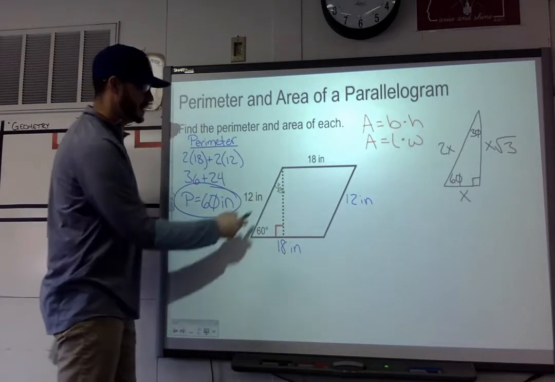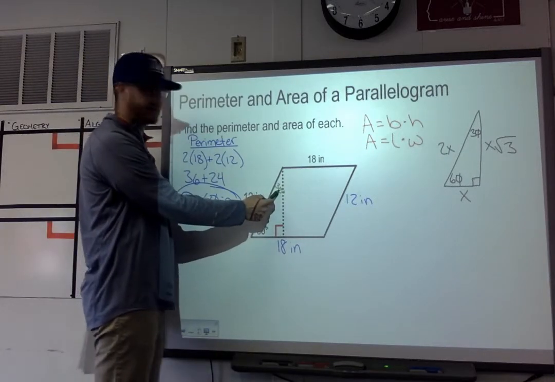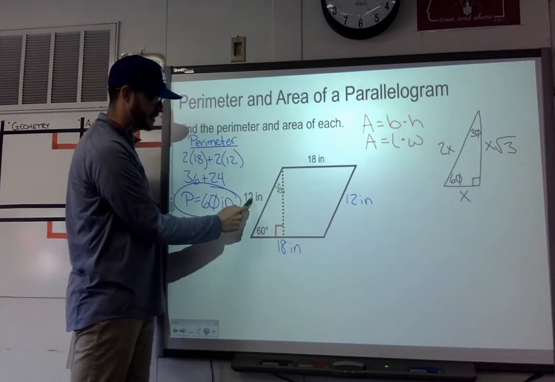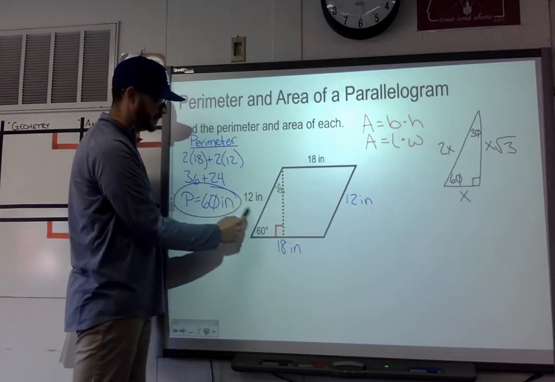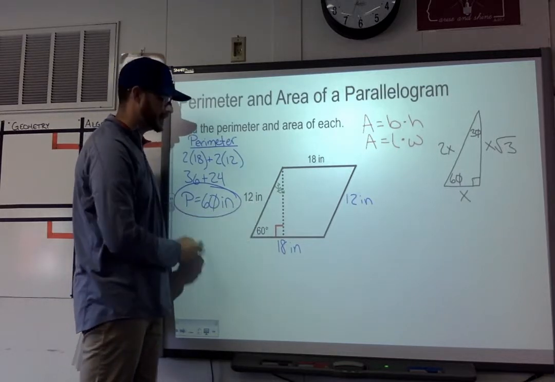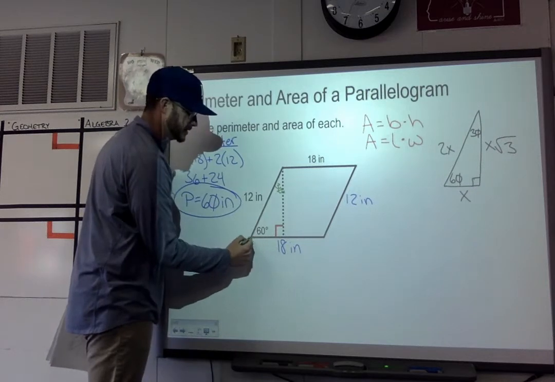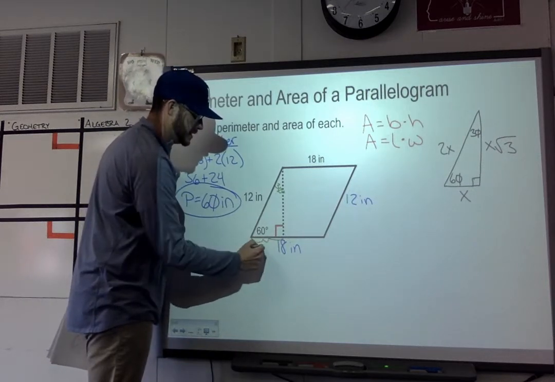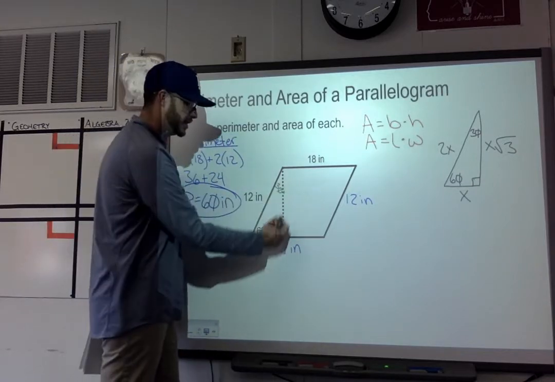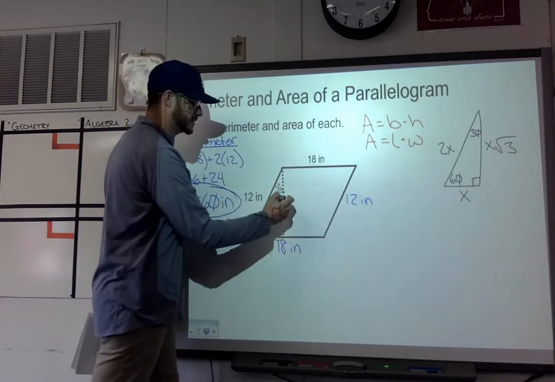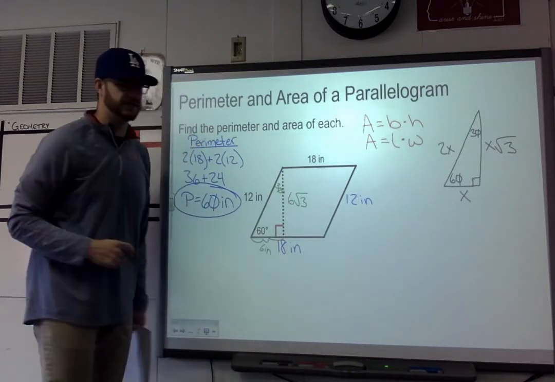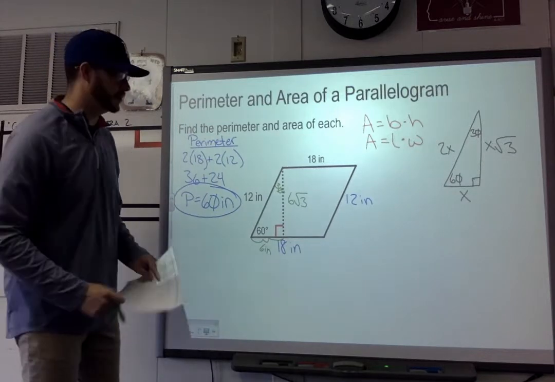Now, if our 30-degree angle is here, that means that this leg is going to be x, this leg is going to be 2x. So if this leg is 12 inches, and 12 is equal to 2 times x, that means x is going to be 6. So that leg right there is 6 inches. Then we know that this leg is x times the square root of 3. So the height of this figure is 6 times the square root of 3.